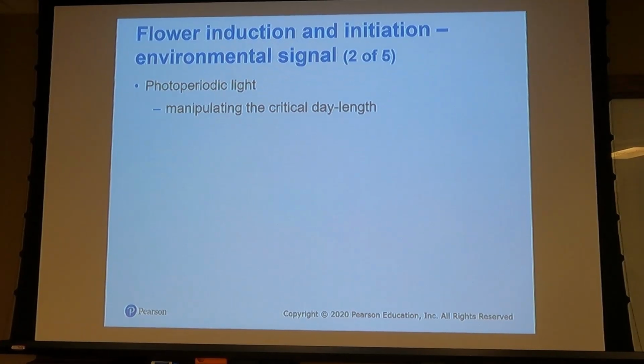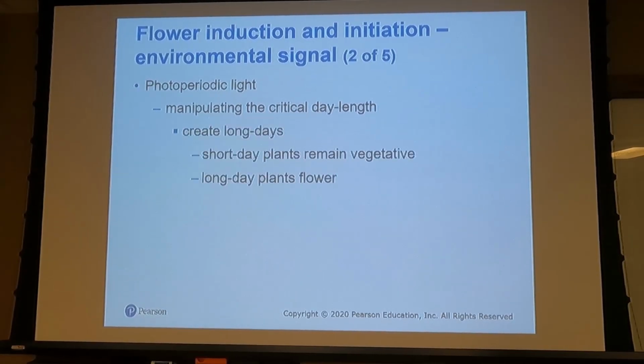We mentioned before about the short day length and long day length and day neutral. If we can manipulate the critical day length, we can, I'd say, trick the plant into flowering when it's not necessarily ready to flower under natural conditions. So we can either create long days or short days. We can put shade cloth over greenhouses to make the plants do what we want them to.